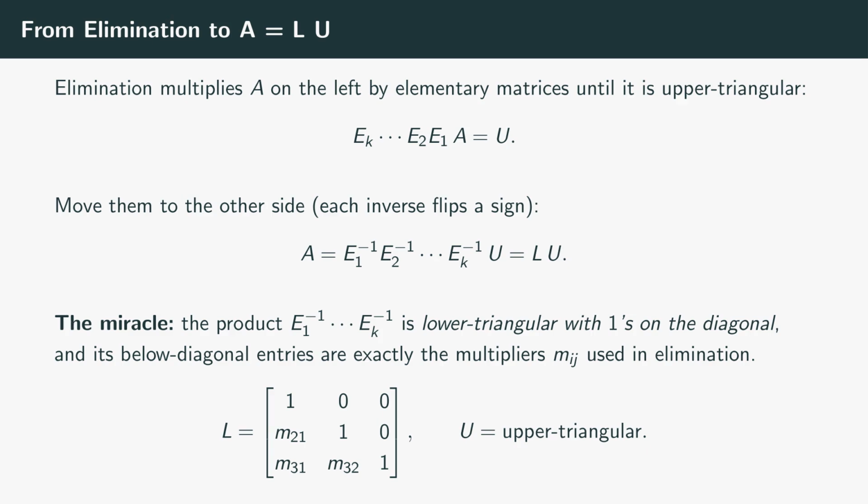First, the product of those lower triangular inverses is itself lower triangular, with ones all along the diagonal. Second, and even better, you do not have to multiply anything out. The below-diagonal entries of L are exactly the multipliers you already used during elimination, the M21, M31, M32, and so on. So as you eliminate, you fill U with the rows you produce and L with the multipliers you subtract. The factorization is the elimination simply recorded.